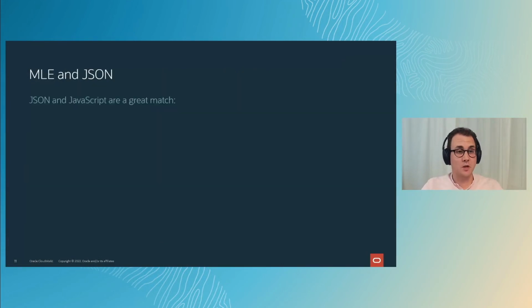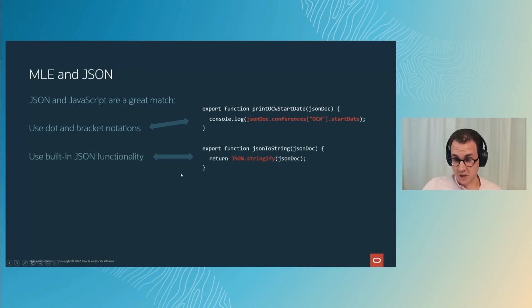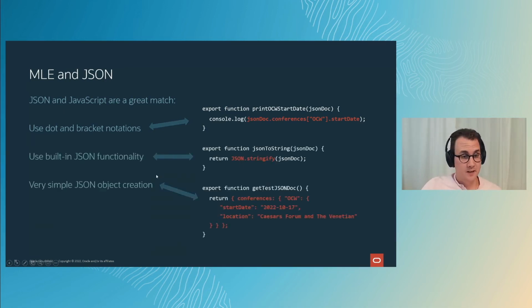So now let's talk about JSON. JSON and JavaScript are really a great match. If you import JSON as a JavaScript object, you can then use stuff like dot notation, bracket notation. You can use built-in JSON functionality like stringify. And you can also create JSON objects really easily in a function that should return JSON, right? Because all you have to create is a JavaScript object. Now let's see this as well in a quick demo.